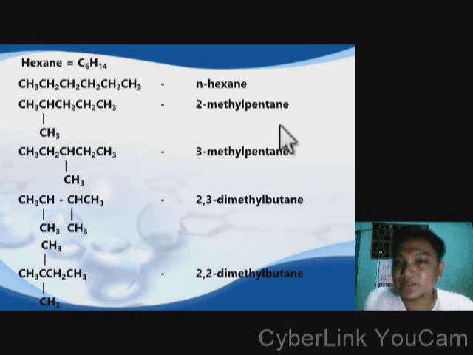Okay, next is your 2,2-dimethylbutane. Sir, bakit 2,2? Tignan niyo yung positioning ng dalawang alkyl group. Anong alkyl group yun? That is your methyl, di ba? That is your methyl. So, nasa second carbon sila. So, 2,2-dimethylbutane. Sir, bakit butane? Tignan yung parent chain ulit.